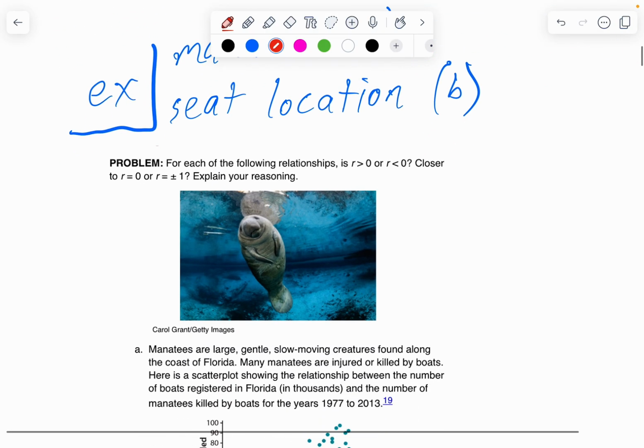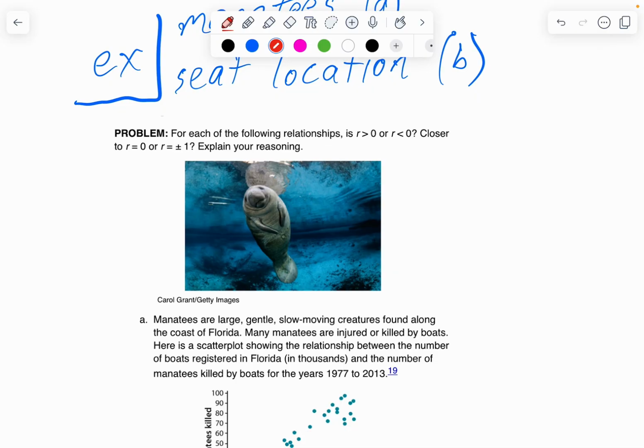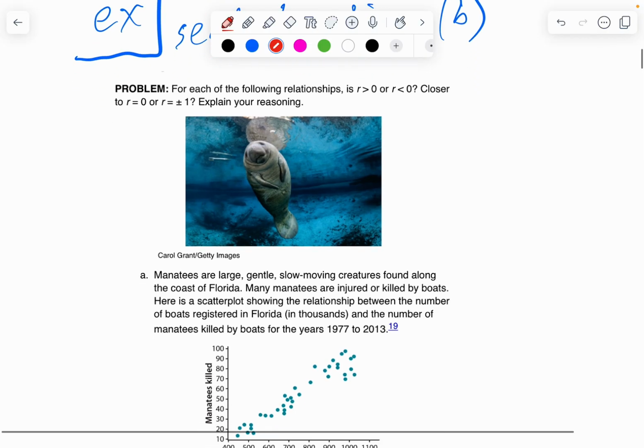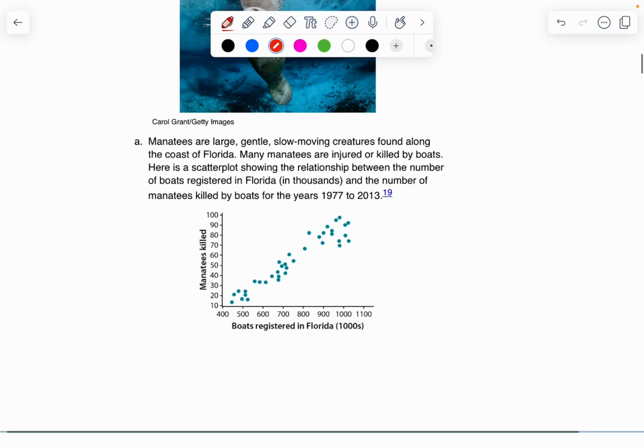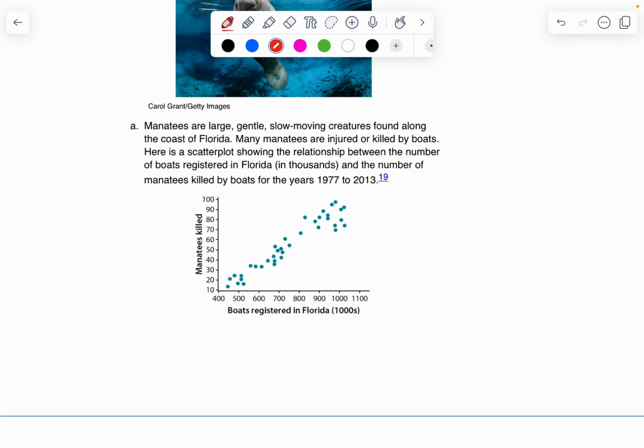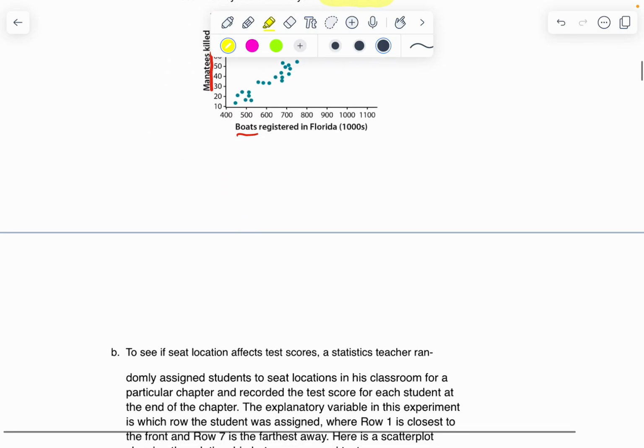If we look at this relationship, manatees or sea cows live off the coast of Florida. A lot of times, because they're slow moving, they get hit and killed by speedboats. The scatter plot shown here gives us the number of boats registered in Florida, measured in thousands, and the vertical scale is the number of manatees killed in a particular year. This data spans the years 1977 to 2014.